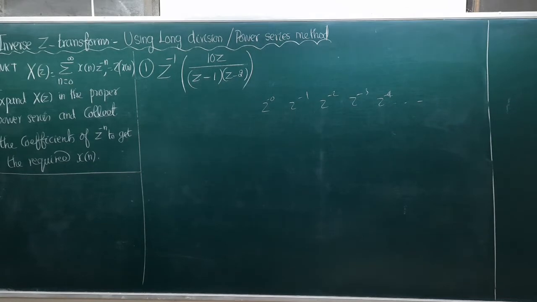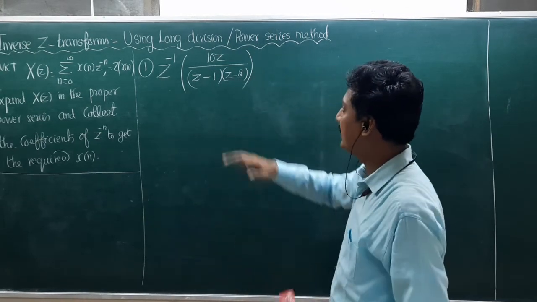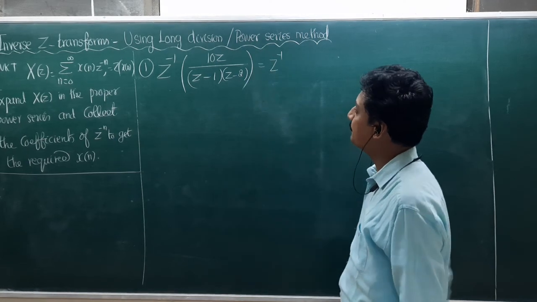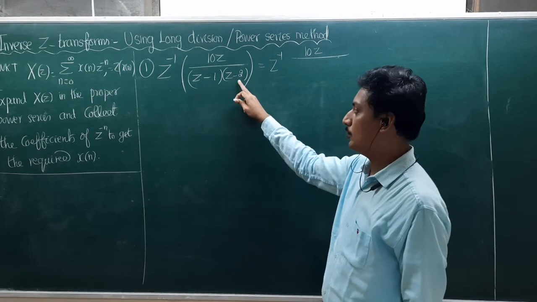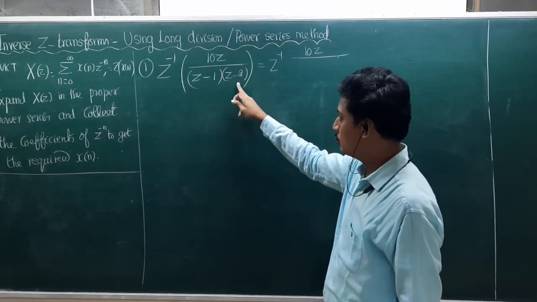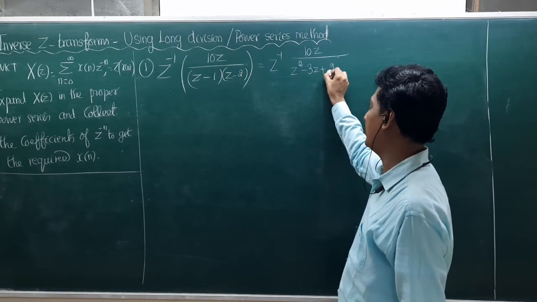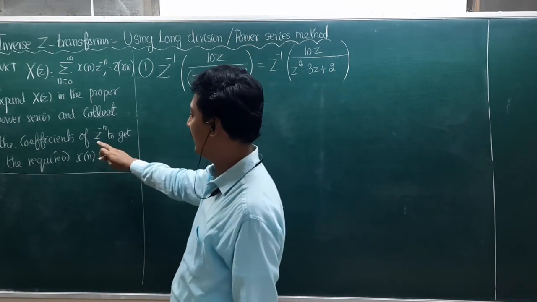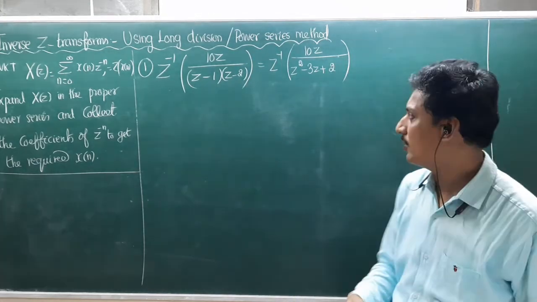Let us see how. I want to rewrite this in powers of z power minus 1. That is the very important step. The denominator is a product of two linear factors: (z minus 1) into (z minus 2). Minus 1 minus 2 is minus 3, and minus 1 into minus 2 is plus 2. So this comes as z squared minus 3z plus 2. Our ultimate aim is to determine x of n, but we will collect the coefficients of the negative powers of z.